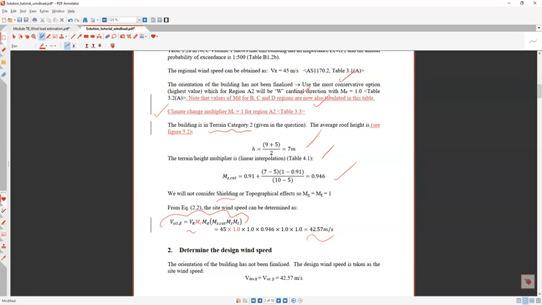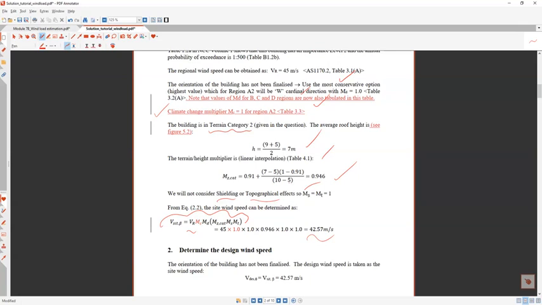So whether the shielding is there or not depends on this MS, the shielding factor. And the topographical effect depends on where the building is located. Imagine this building is located on a hill or something. Then the wind flow will be very different from if it is located on flat land with all buildings. So that's why these factors come into play.